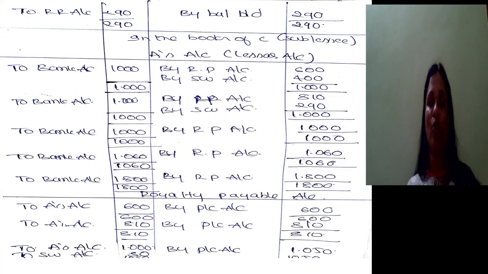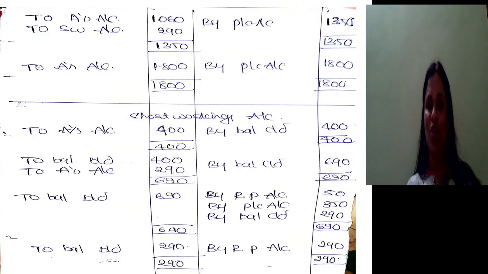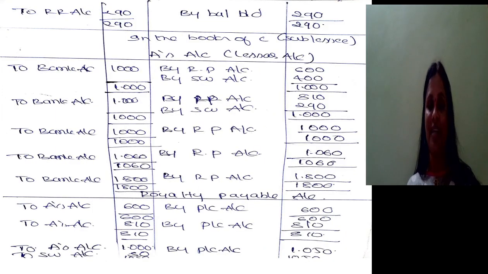So in royalty payable to A's account, 810, that should be closed by transferring it to profit and loss account, and in short working account to A's account, 290. So the balance carried down is 690. So next year when we reopen, the balance brought down is 690.